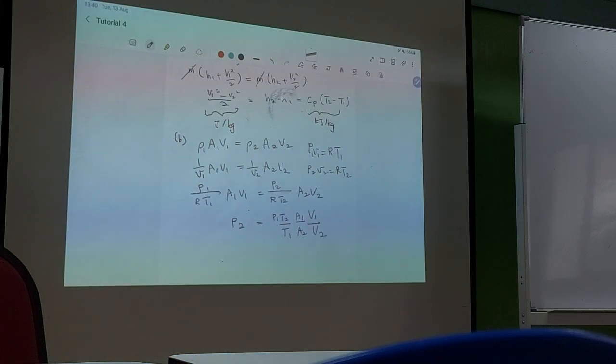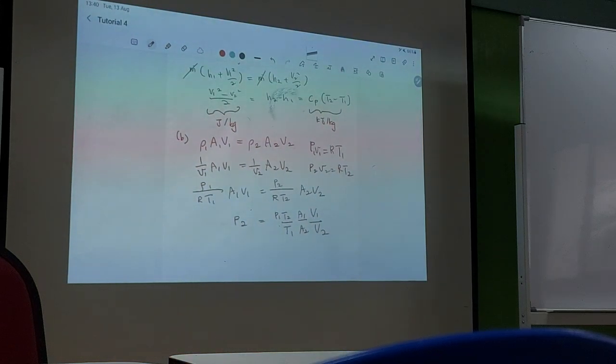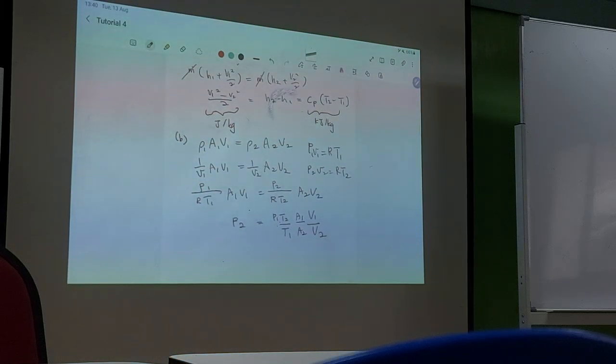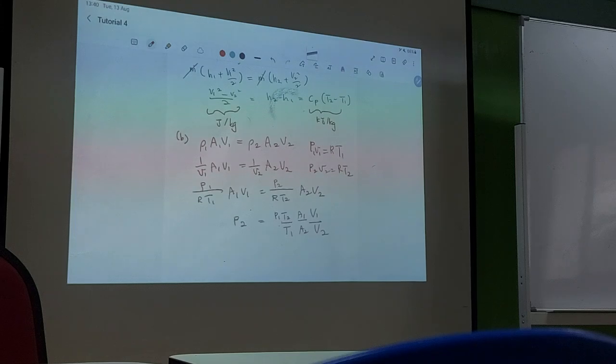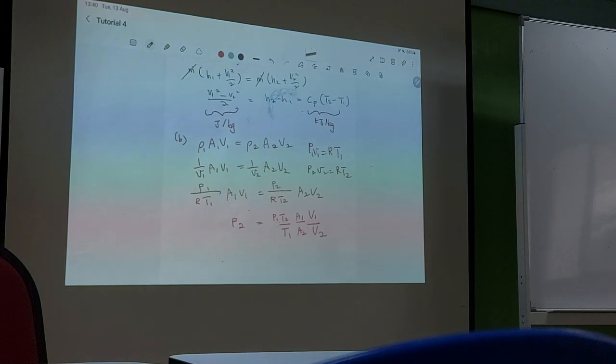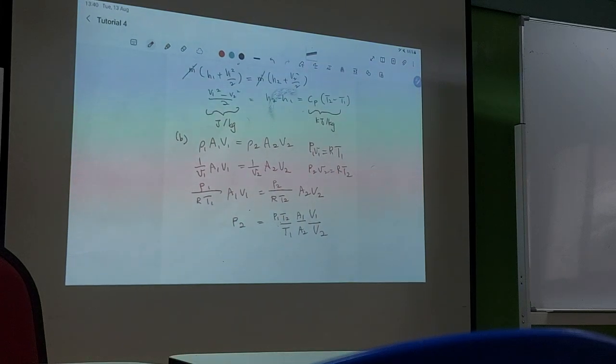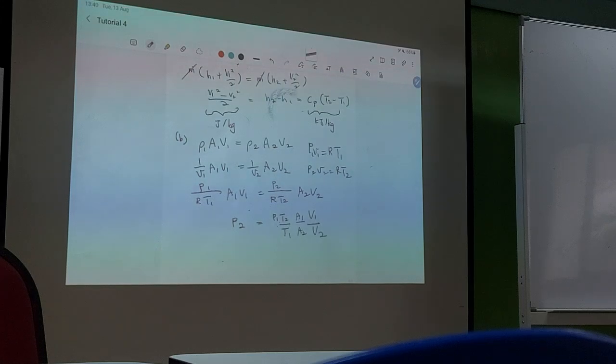A reminder: T must be converted to Kelvin. All this while I didn't mention it because in all the previous examples we were dealing with differences, T2 minus T1. When it's differences, Kelvin or degrees Celsius doesn't matter. But when it comes to division, then yes. So always remember to convert to Kelvin. This way you can solve this and get P2 for this question.